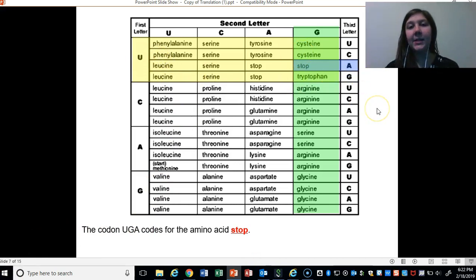And what stop means is that there is no amino acid there, and that is going to signal the ribosome to release the protein chain so that it can fold and go carry out whatever function it is supposed to do in the cell. There are 3 different stop codons, UAA, UAG, and UGA.